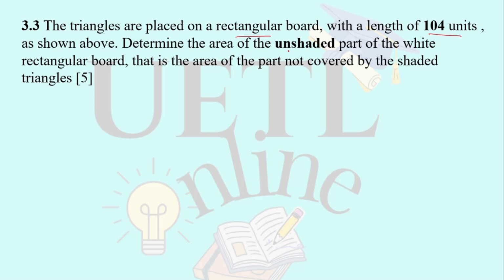Okay, so as shown above, determine the area of the unshaded part of the white rectangular board. The first thing we are going to do is find how many triangles we are going to have.